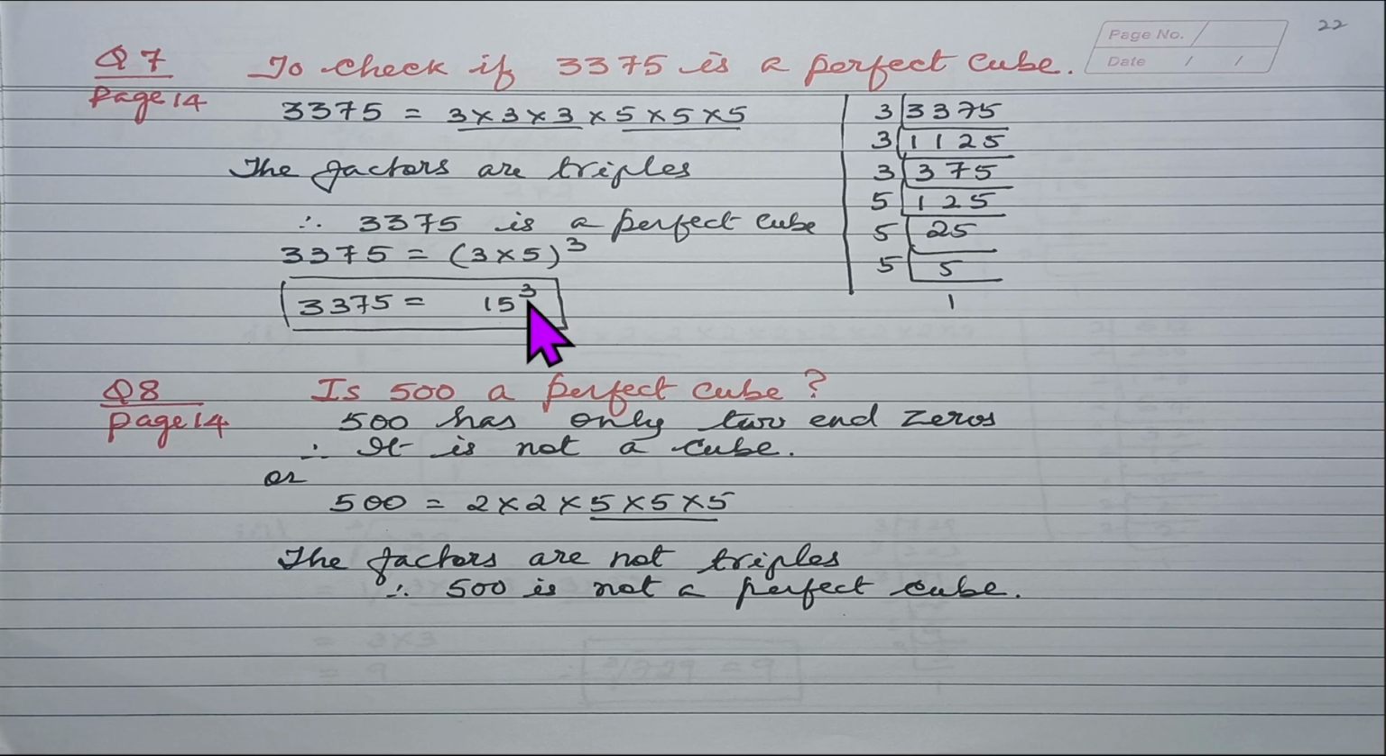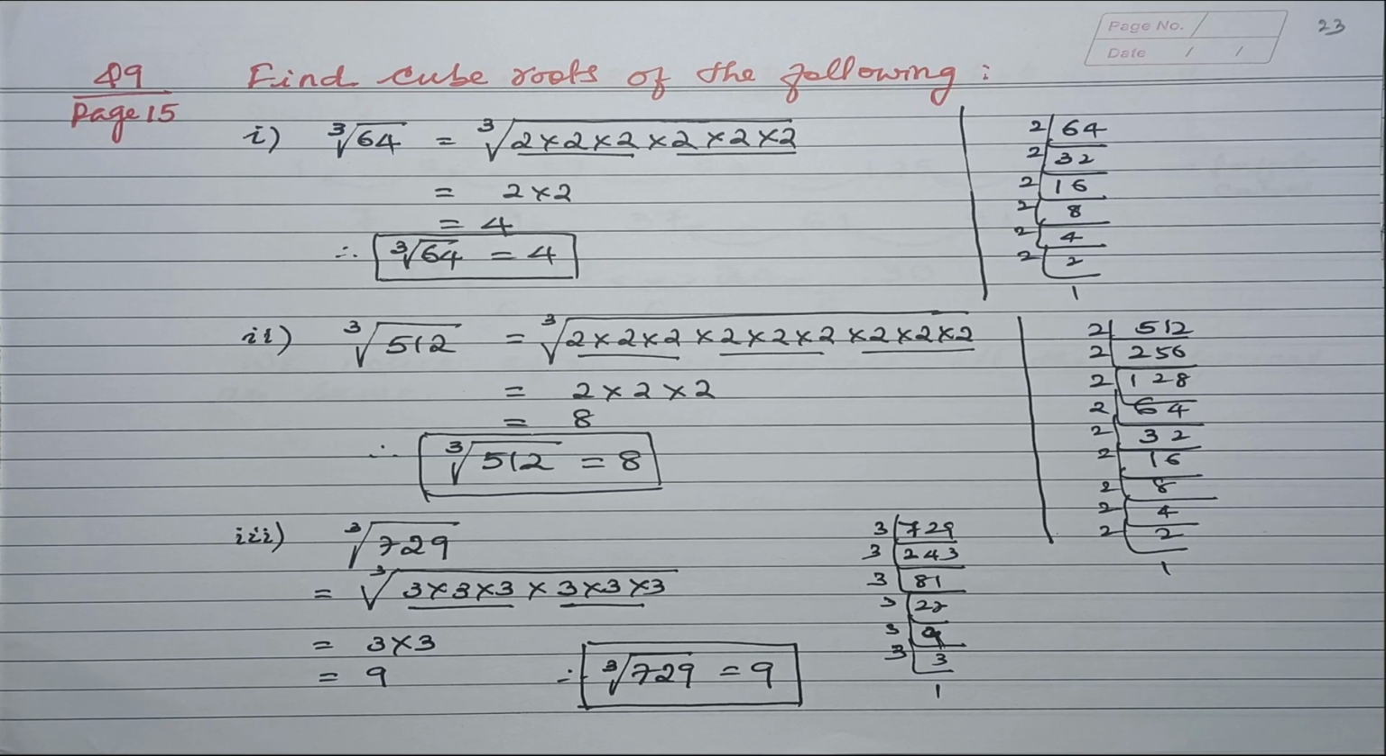15 cube is 3375. Is 500 a perfect cube? Again, find the factors of 500. The factors of 500 are 2 into 2 into 5 into 5 into 5, and we find only one triple here. 2 is not a triple, therefore 500 is not a perfect cube.